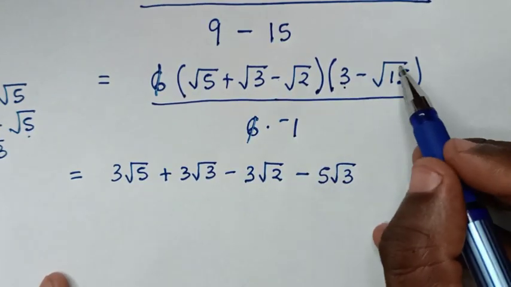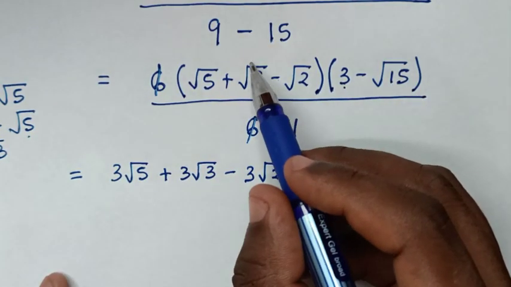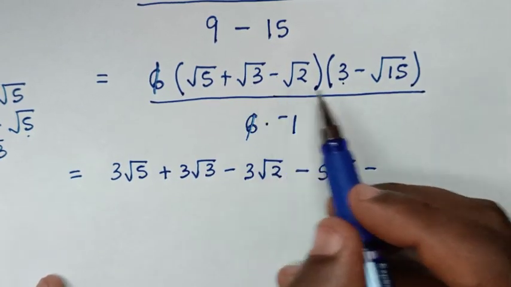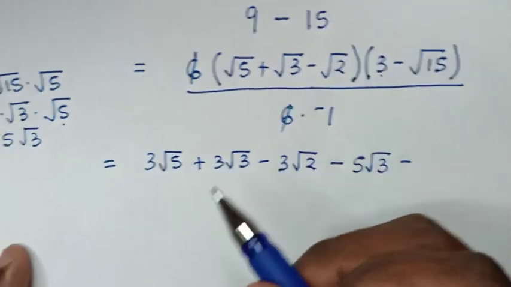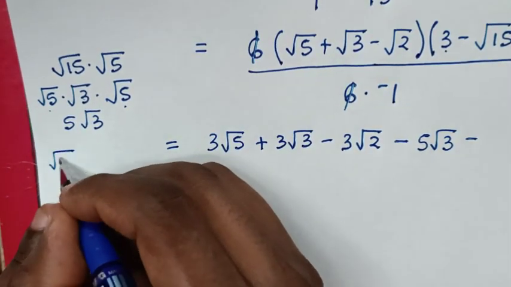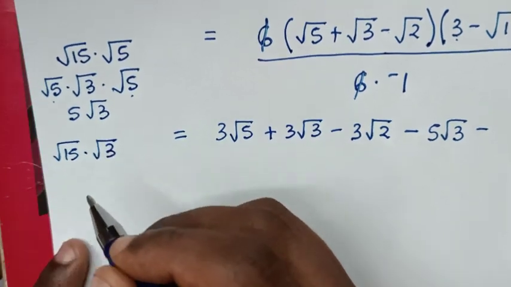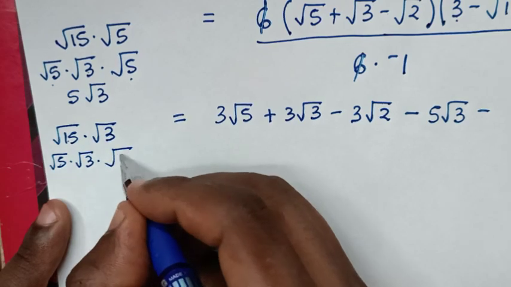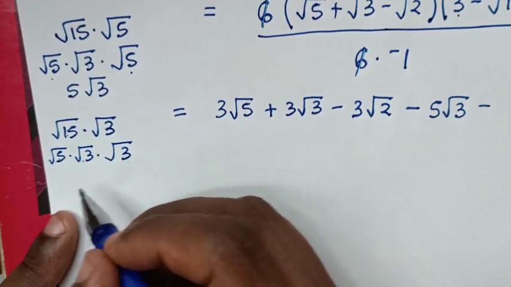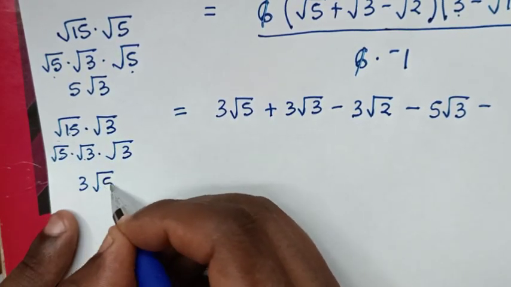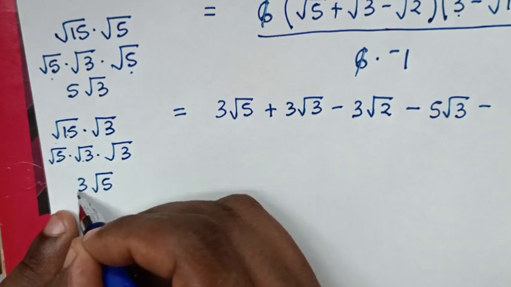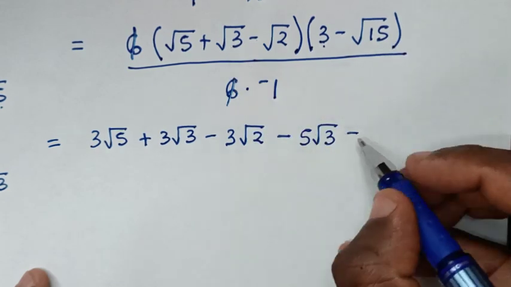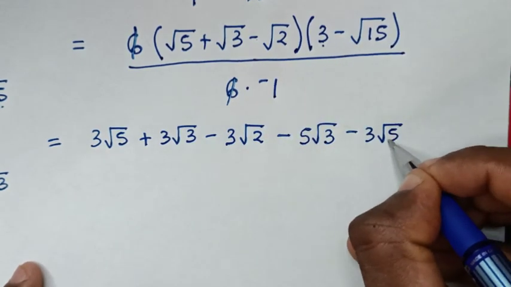Then we come to negative square root of 15 times positive square root of 3. So here it will be negative, square root of 15 times square root of 3. This is square root of 5 times square root of 3, then times this square root of 3. Square root of 3 times square root of 3 is 3, then times this square root of 5. So it is 3 square root of 5.